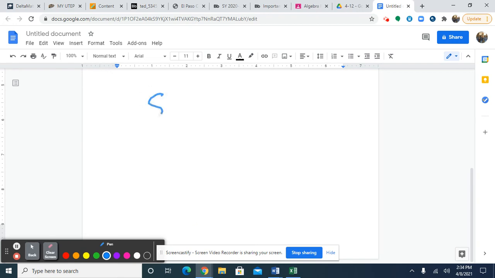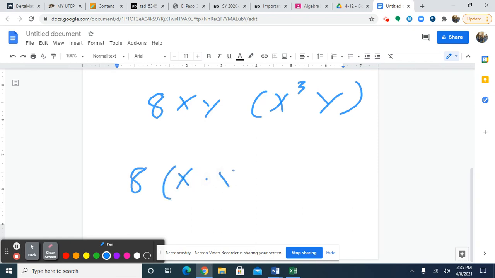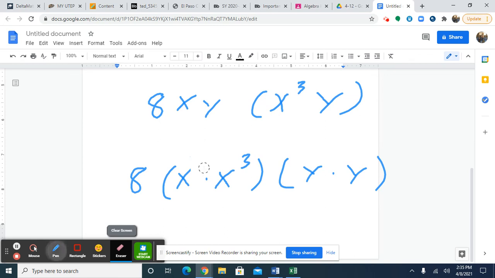Finally, we have another example where we have 8xy and x to the power of 3 y. So again, there's no numbers, so 8 is by itself. But then we have x times x to the power of 3 and y times y. Now, x does not have a number right here. So if there's no number there, we can assume that there is a 1. Same thing over here with the y's, we assume that there's a 1 there.